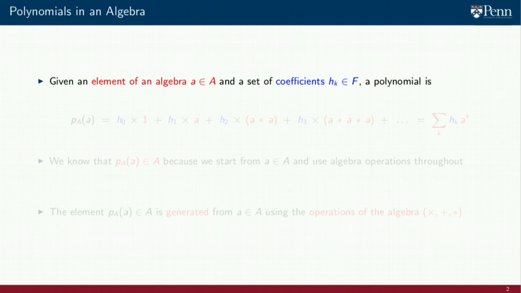Our first polynomial is a polynomial in an algebra. Given an element a of capital A and a set of coefficients h sub k in the field F, a polynomial is another element of the algebra. We denote this element as p sub A of a and define it through the use of the usual polynomial expression. This involves several terms, in each of which we have the algebra element a multiplied by itself k times, and the result further multiplied by the coefficient h sub k. These different terms are then added together. This is what you should have expected for an expression that is called a polynomial. There is nothing new here.